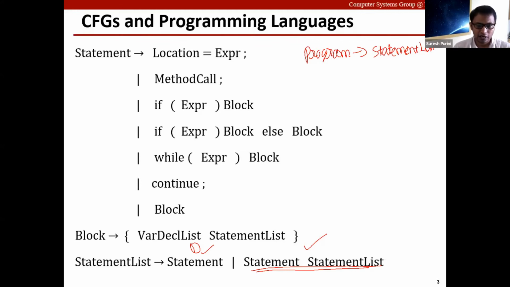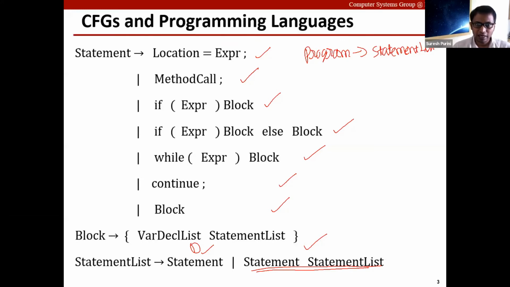Next, if you look at the definition of a statement, a statement can be an assignment statement, or it can be a method call, or an if statement, or an if then else statement, or a while statement, or a continue statement, or it can be a block. And what is a block? A block starts with a left curly bracket, followed by a variable declaration list, followed by a statement list.